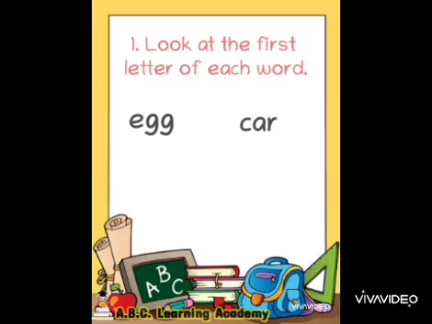Egg, car, ant. The word egg begins with letter E, while the word car begins with letter C. The word ant begins with letter A.